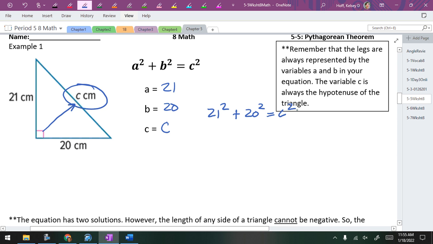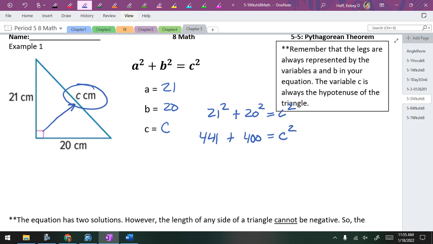Grab your calculators. 21 squared, not the square root, but 21 squared. The number is going to get larger. Is, say it again. Thank you, 441. Now we need 20 squared. 400 equals C squared. What do you think I do next?